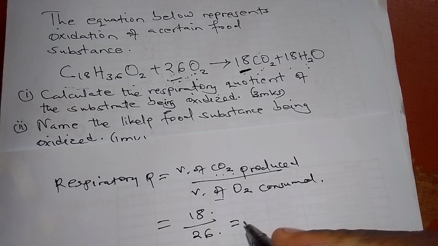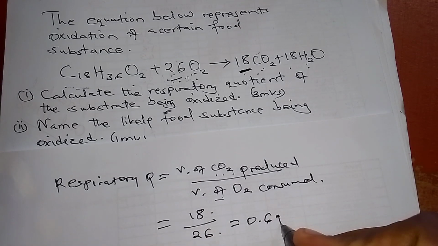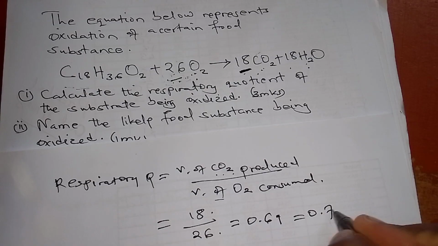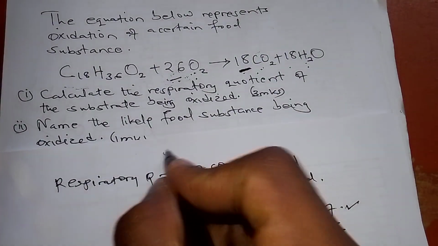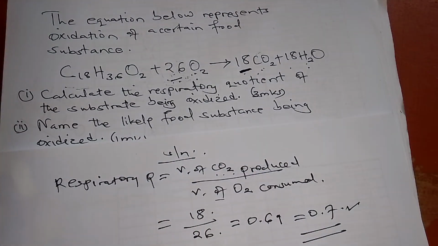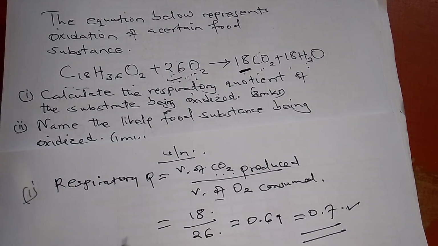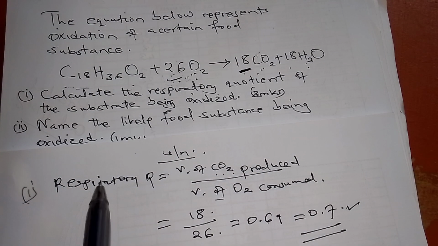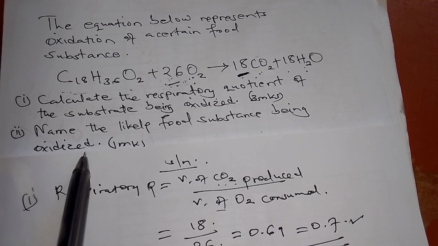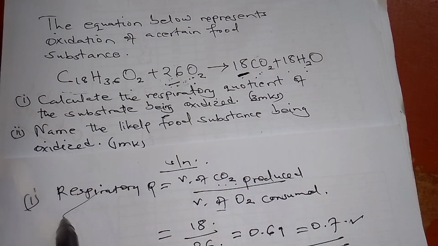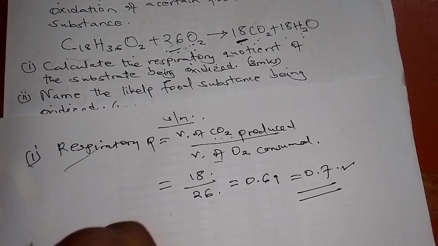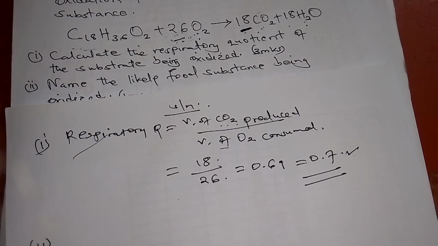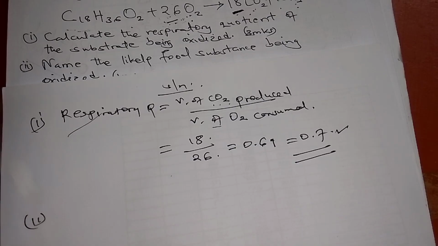This will give us 0.69, rounded off to 0.7. This is our solution for the first question. Now, name the food substance being oxidized. That is the second one.